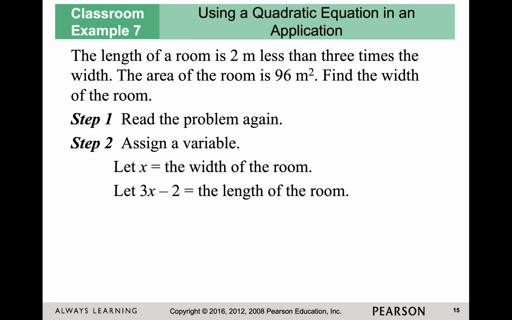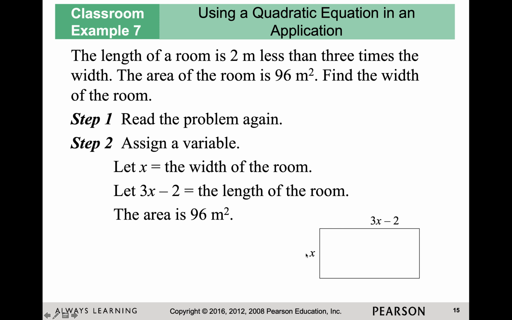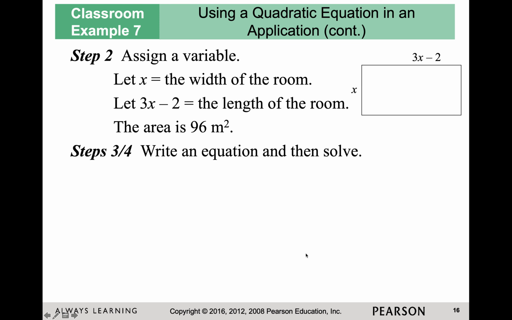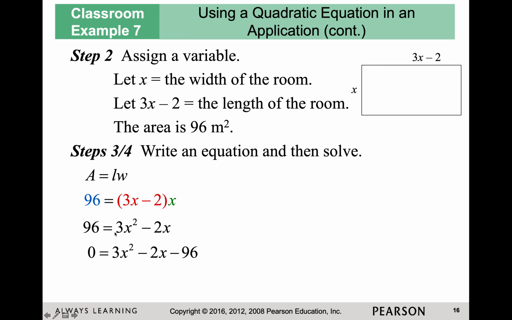So I'm going to have that the length would be 2 less than 3 times the width, so 3x minus 2. And I know that area is 96. So if I draw this out, it's going to look like this. Area is multiplication. And then I want to solve this. And I can't solve this until I distribute that x through. And then I get the 96 moved over. Now I have a quadratic, and the way that I solve it is with factoring.